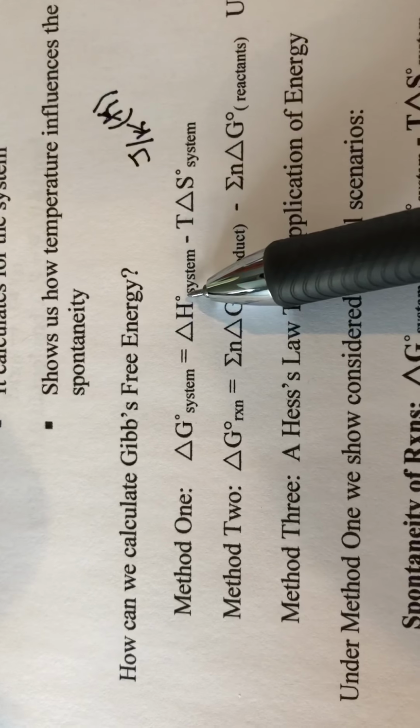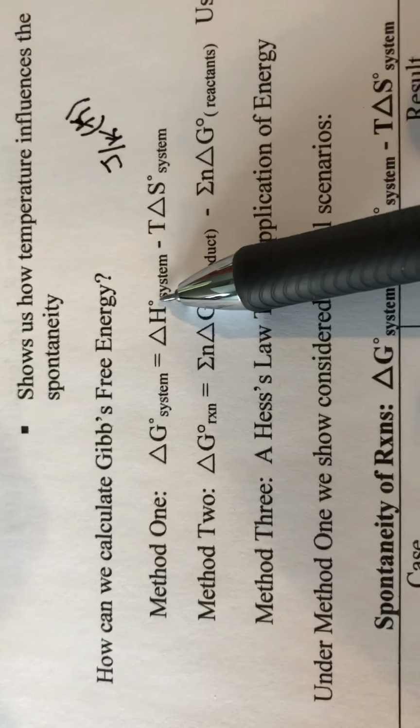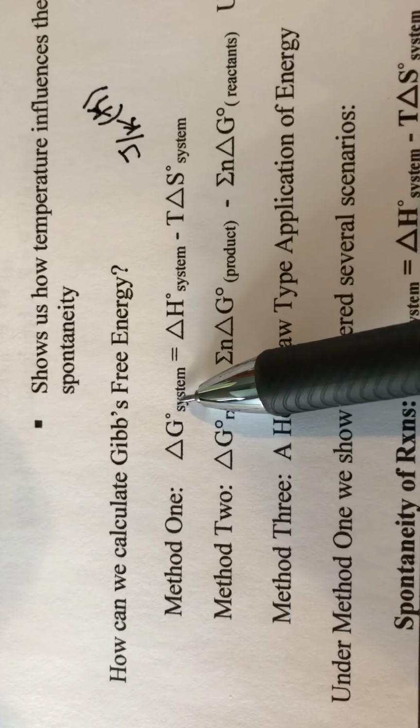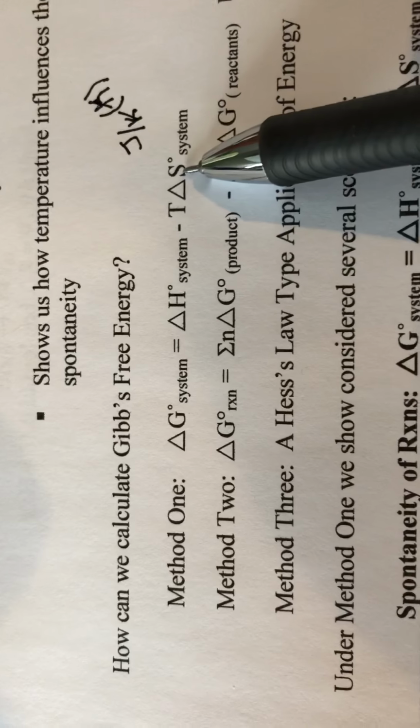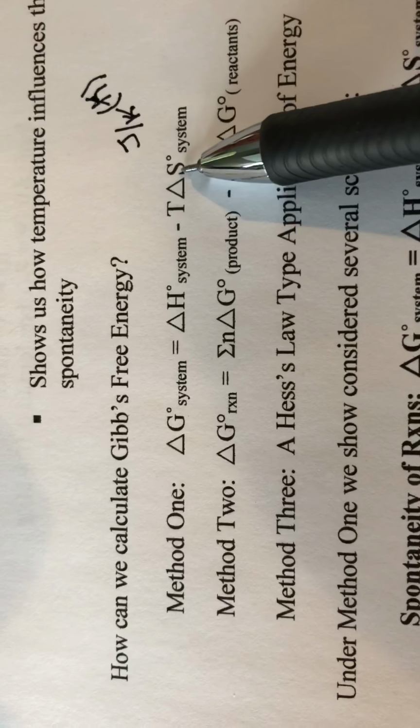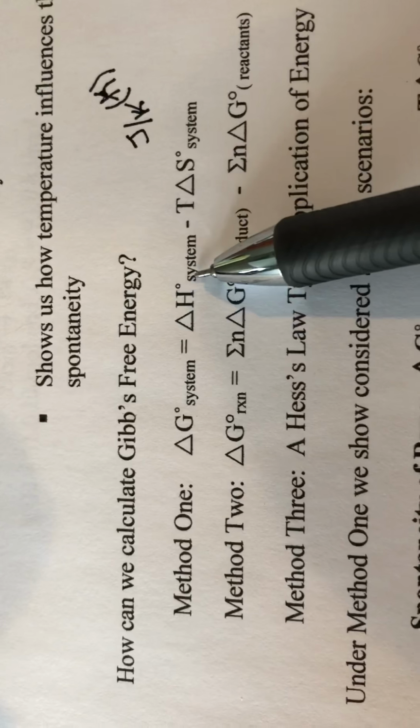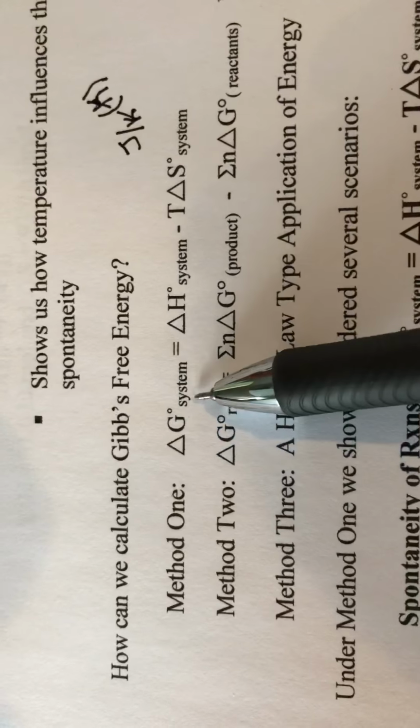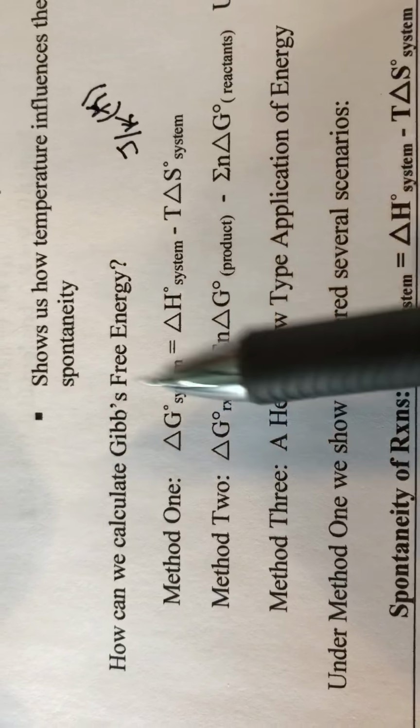Just know that if you convert your kilojoules to joules, then your answer is going to be in joules. And likewise, if you convert the joule in the entropy unit to kilojoules, then you'll be taking a kilojoule minus a kilojoule, and your delta G will be in kilojoules.